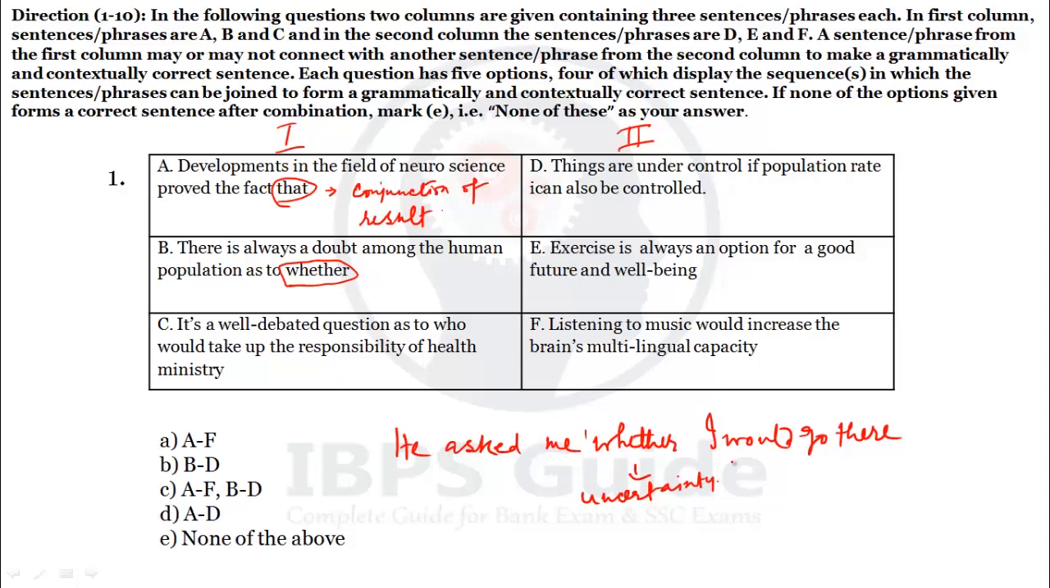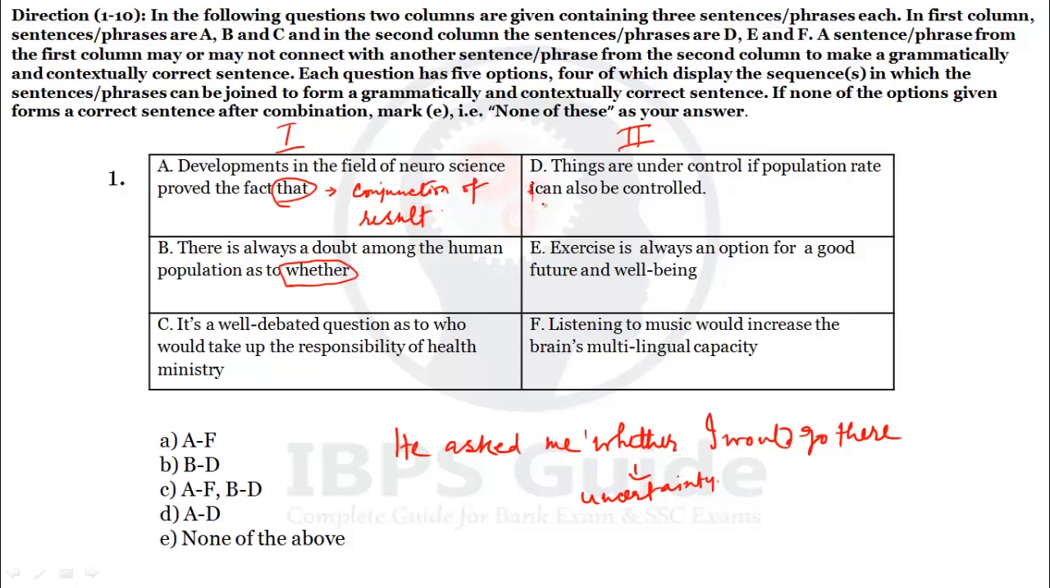And the third sentence: it's a well debated question as to who would take up the responsibility of the health ministry. Then D: things are under control if the population rate can also be controlled. Second option, E: exercise is always an option for a good future and well-being. And F: listening to music would increase the brain's multilingual capacity. Now we have to match column 1 with column 2.